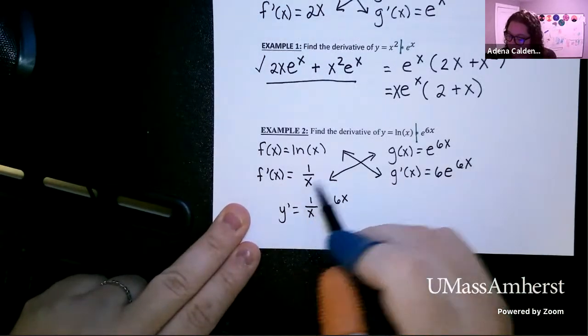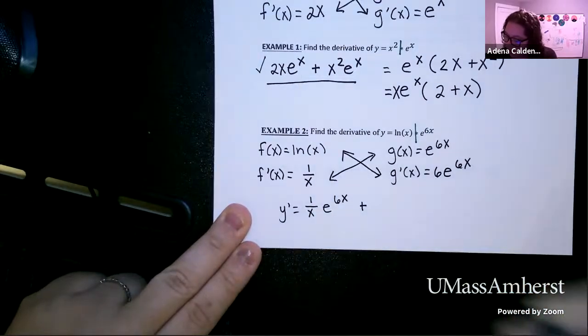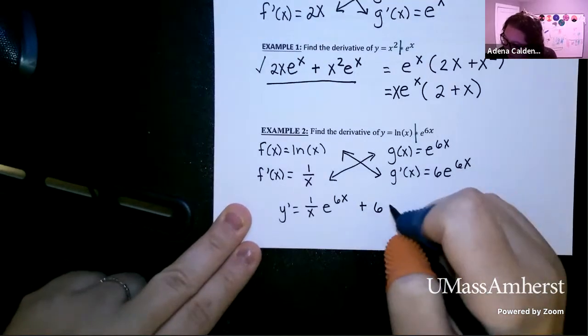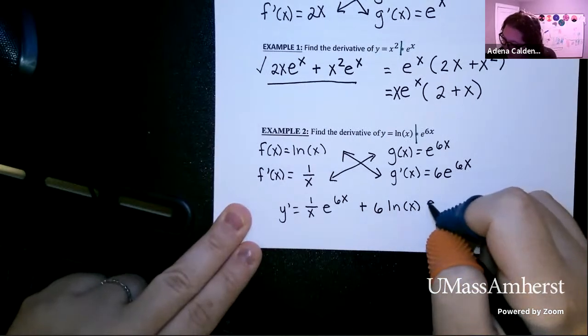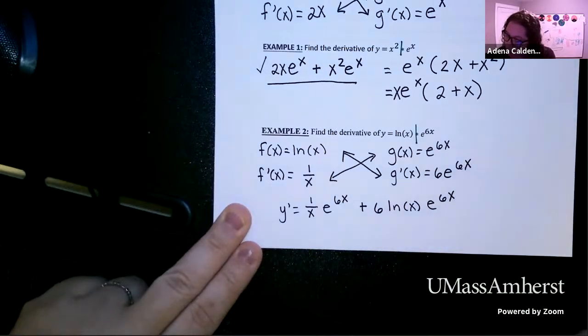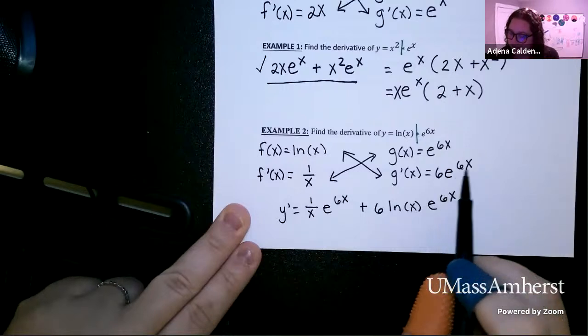So that's multiplying this and this, plus g prime times f. Again, I'm going to write this in the order that you would probably see it written on a mini quiz or something like that. So here I had the natural log of x times 6e to the 6x.